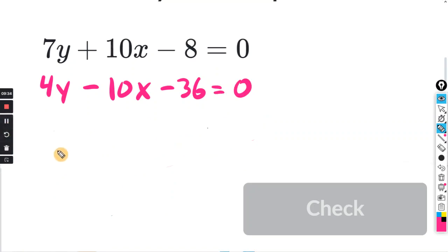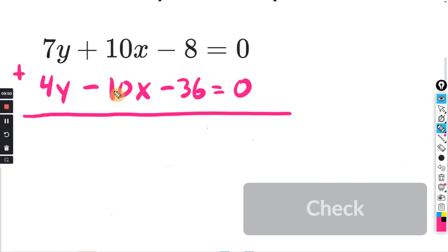All right, and we said the second step, you can add or subtract the equations from each other. So let's see. Here we have positive 10x and negative 10x. So if we add these together, these will cancel. So I'm going to add. If these were both positive or both negative, we would subtract. 7y plus 4y is 11y. 10x plus negative 10x cancels. Negative 8 plus negative 36 gives us negative 44. And 0 plus 0 is just 0.